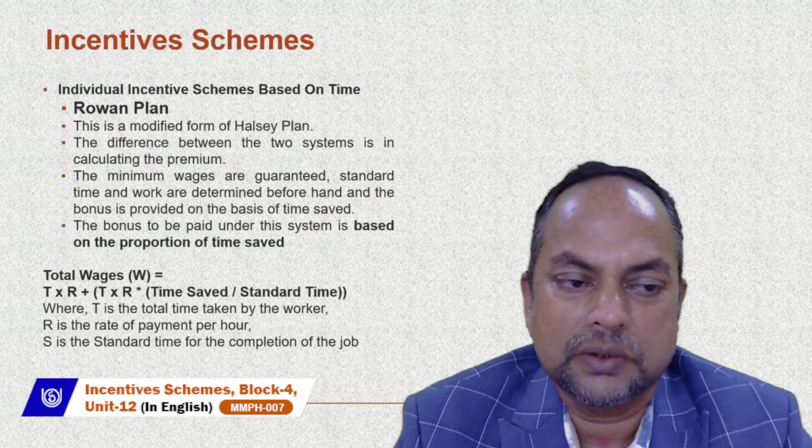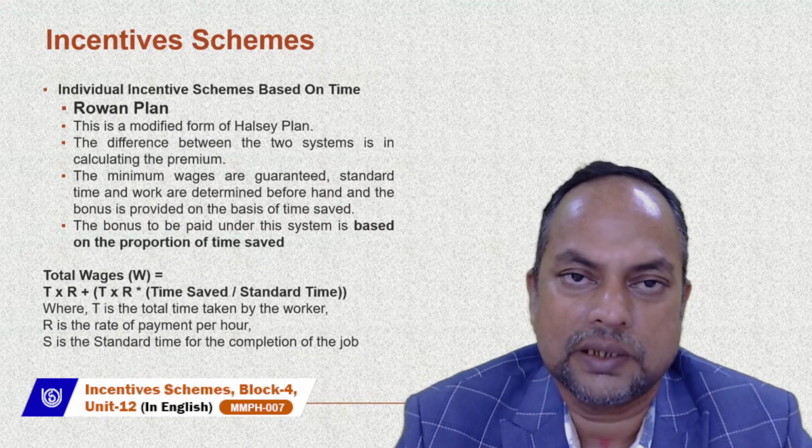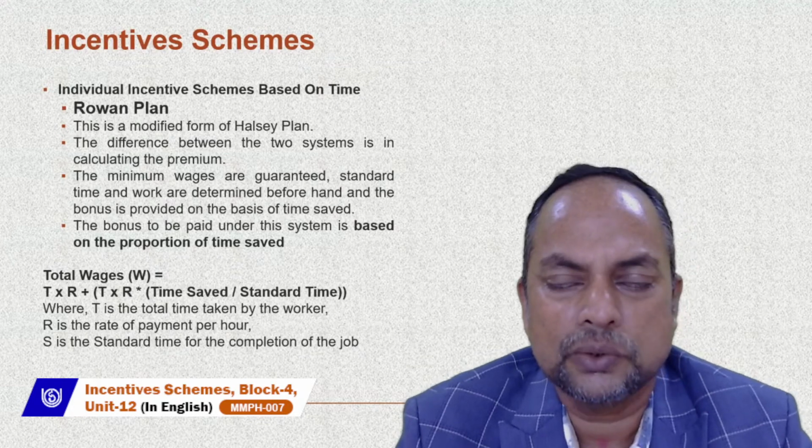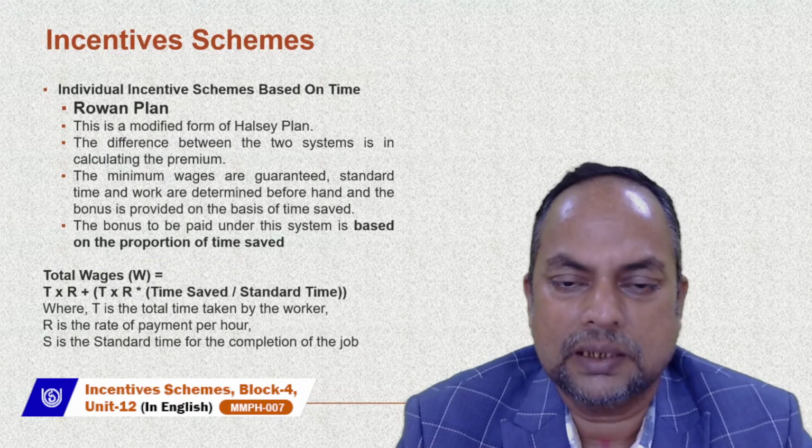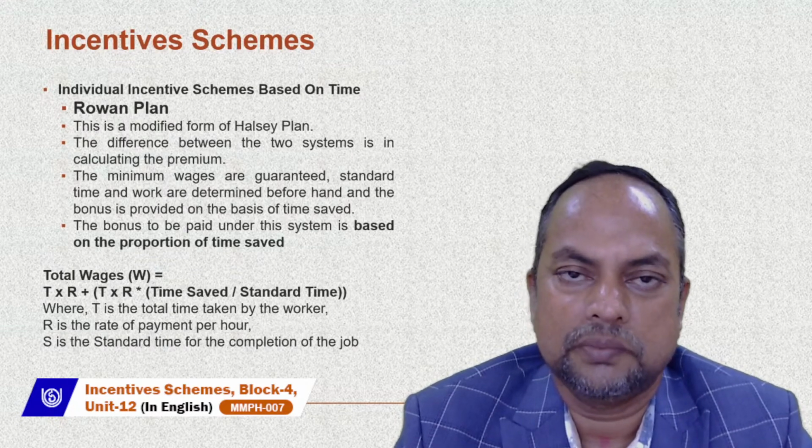We say it's T into R for the total payment, but the standardizations are the same. T is the total time taken, R is the rate per hour, and S is the standard time taken by the employee to complete the job.